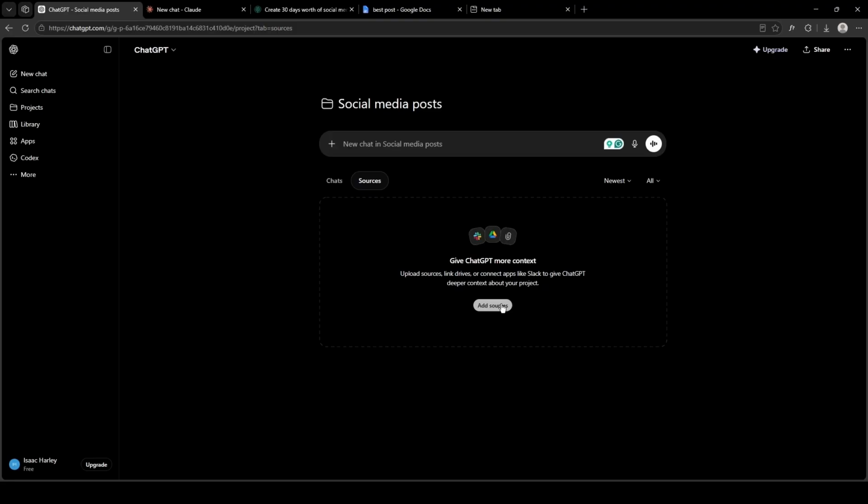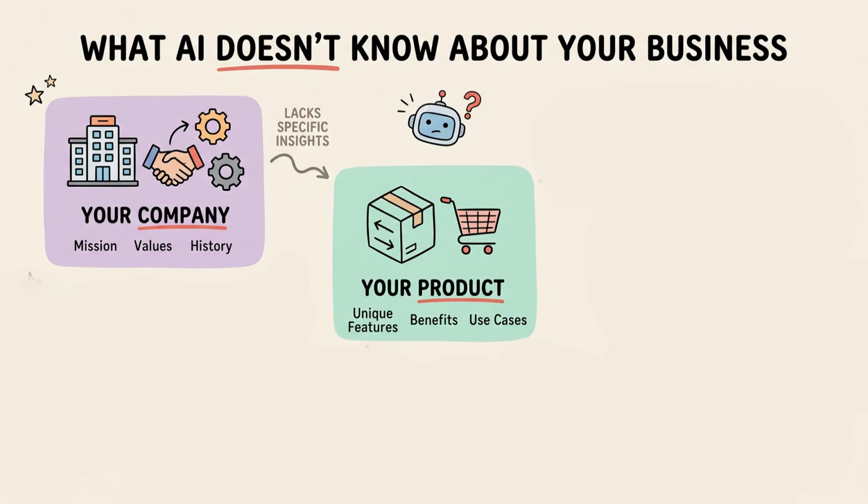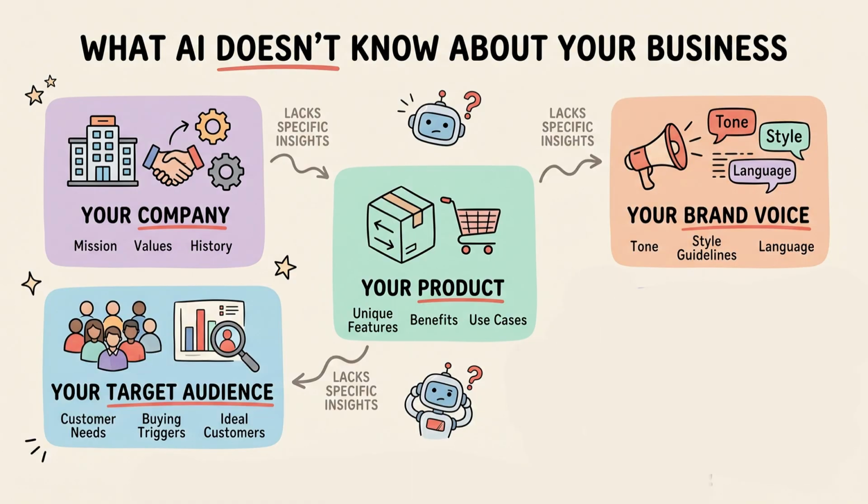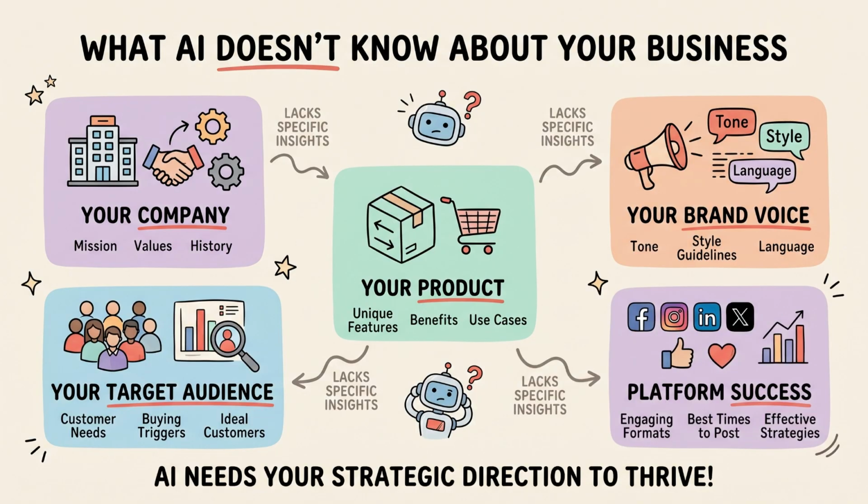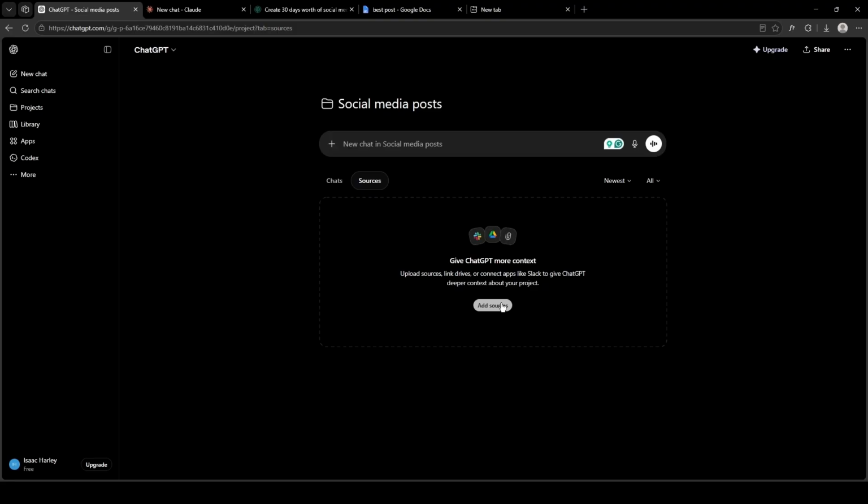The same happens with AI. If you just ask it to write you a social media post, it won't have any idea about your company, your product, your brand voice, your target audience, or what kind of posts work well on the platform you will be posting on. So the post it will produce will be mediocre. We need to give the AI this context. We will do that from here.